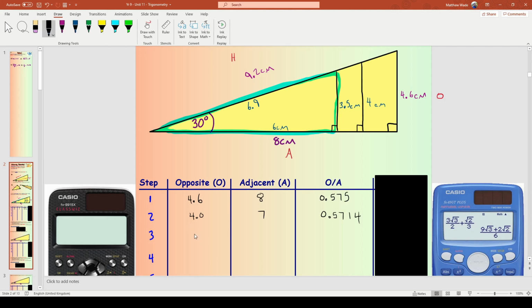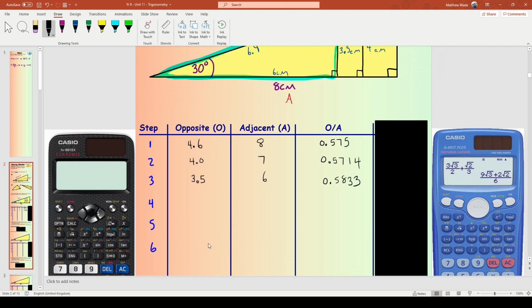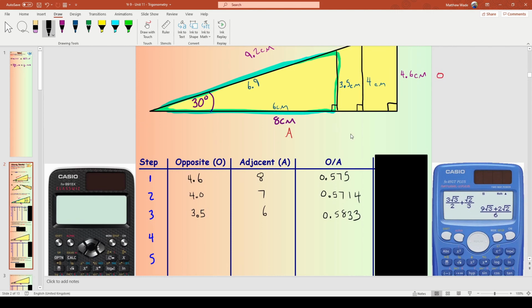Which means that this side, my buddies, the opposite side again is 3.5. This time the adjacent side, though, is 6, and then we're going to go 3.5 divided by 6, which gives us 0.5833 is what I got. Okay, now I'm going to erase everything that I've done, and I'm going to explain to you what you're going to do for step 4 and 5 and 6, and then we're going to do the next step together.